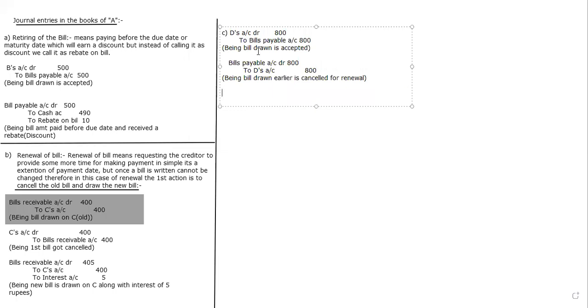He said, by paying 200 in cash and accepting another bill for 609, including interest, it seems. So this is a big part. So here we have a number of entries. When you are confused, you can write separately also. That is, D's account debit to cash account 200, separately.